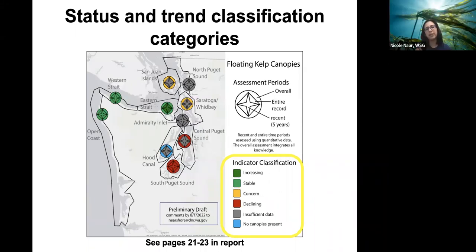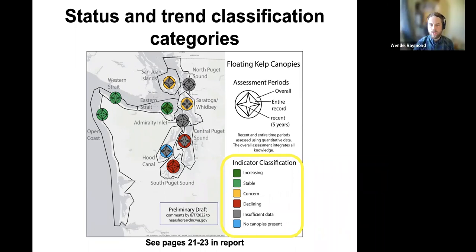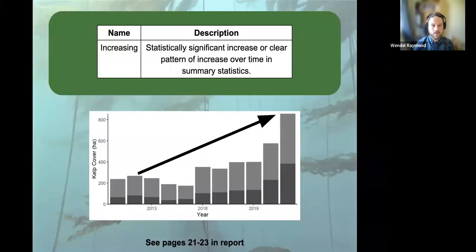Okay, so how do these categories and classifications work in practice? Can you show us some examples? Yeah, I can walk through some. Next slide. Starting with some of the more straightforward ones, we've defined increasing as a statistically significant increase or a clear pattern of increase over time in summary statistics or plots. So again, in this graph, it's pretty clear that over the time period shown, there's an increasing trend. Next slide.